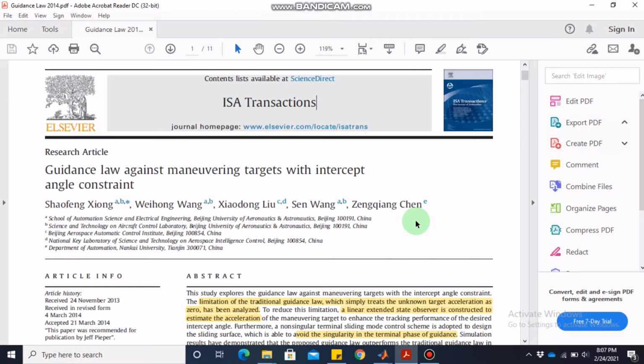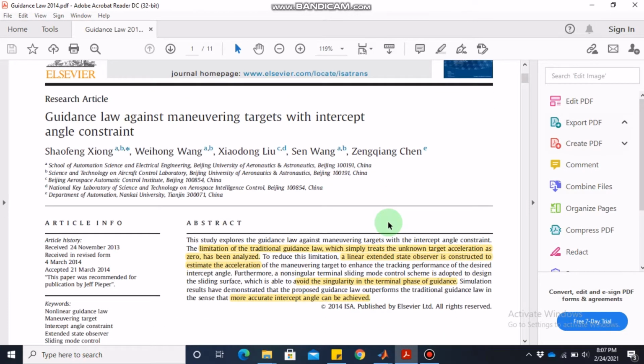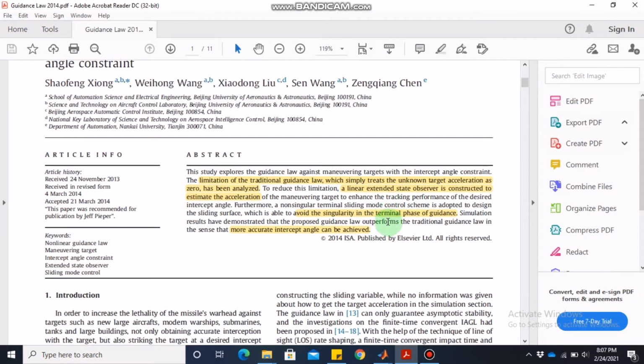Welcome to the online lecture on Matlab simulation of nonlinear control. Today we are going to discuss guidance law against maneuvering targets with intercept angle constraint. In this paper, a guidance law has been designed using terminal sliding mode control. So we shall see how this guidance law can be simulated using Matlab.